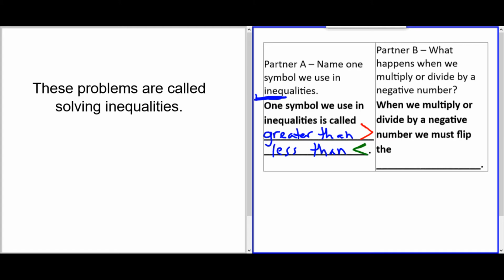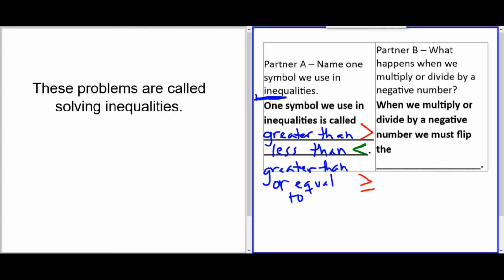We have two more symbols, the greater than or equal to. So greater than or equal to. That symbol looks very similar to the red one. It's going to be the red one with an equal to sign underneath it. So greater than or equal.